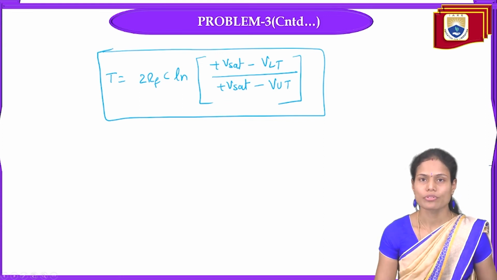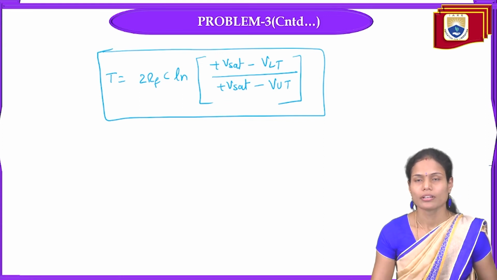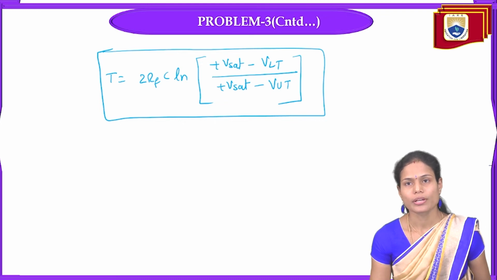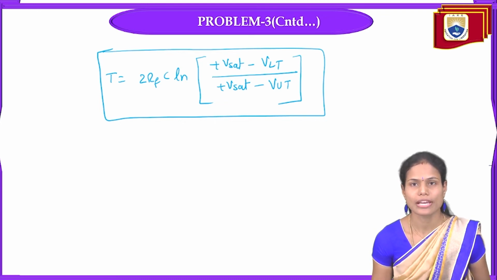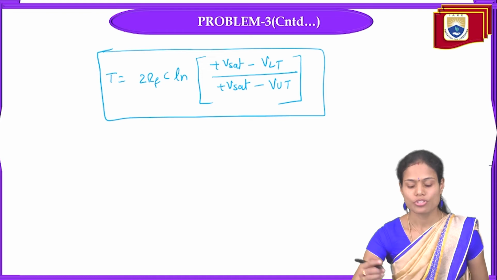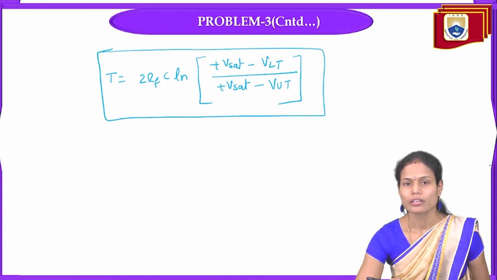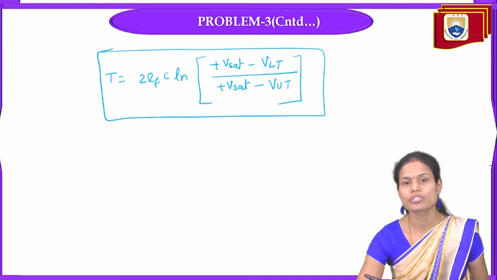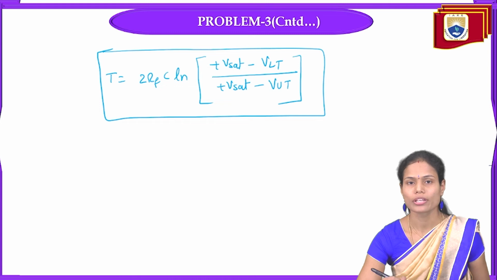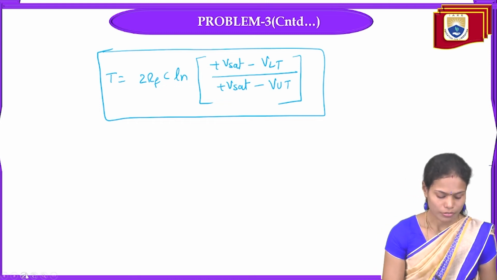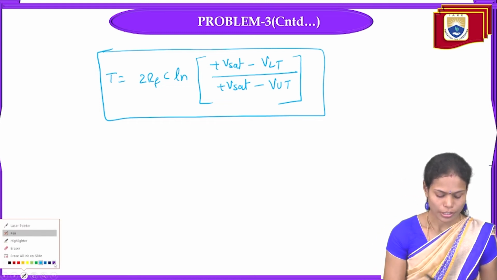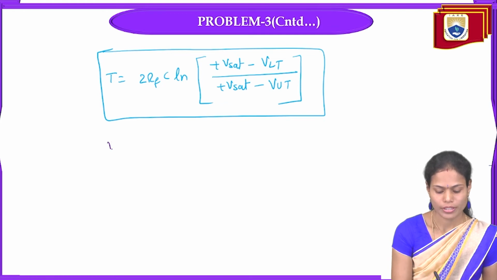Okay, so next we have to substitute the values of the upper and lower threshold voltages and the positive and negative saturation values here. But the lower threshold voltage and upper threshold voltage are not given in the problem, and we are not able to find the values either. So that's why we have to substitute the formulas for the upper threshold voltage as well as the lower threshold voltage. So I am giving those upper and lower threshold voltage values.